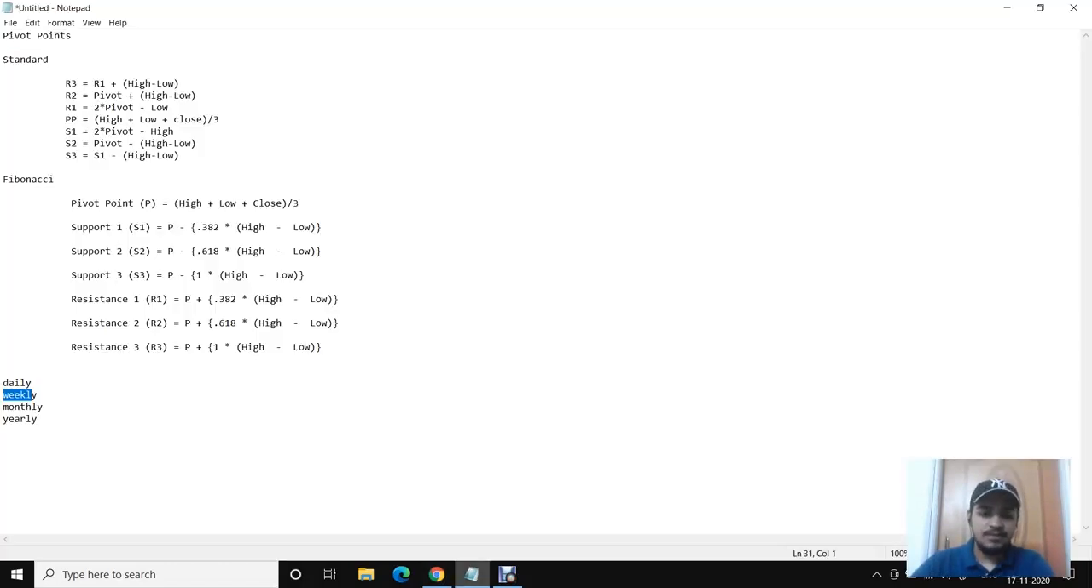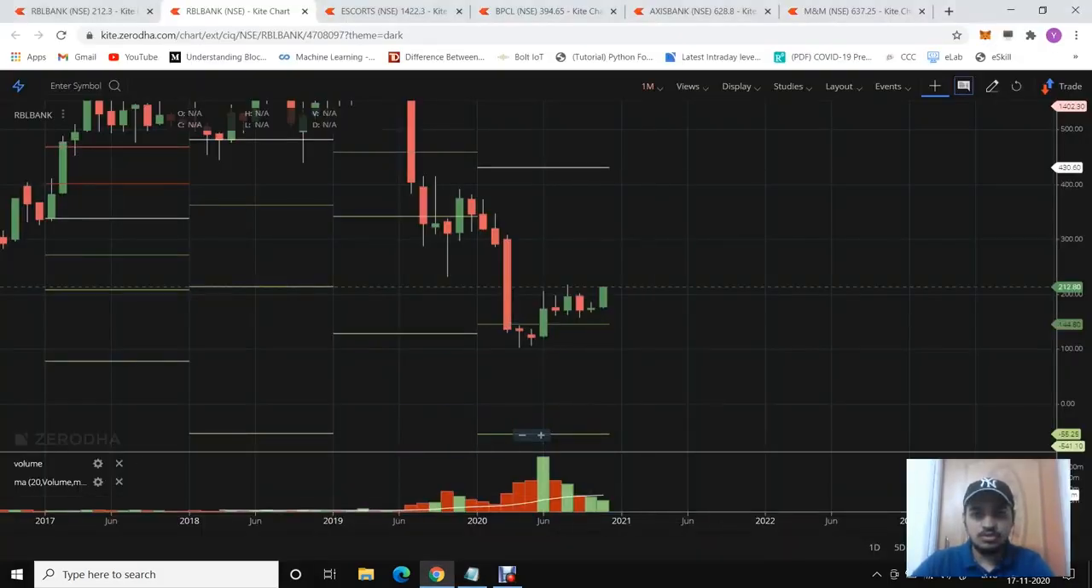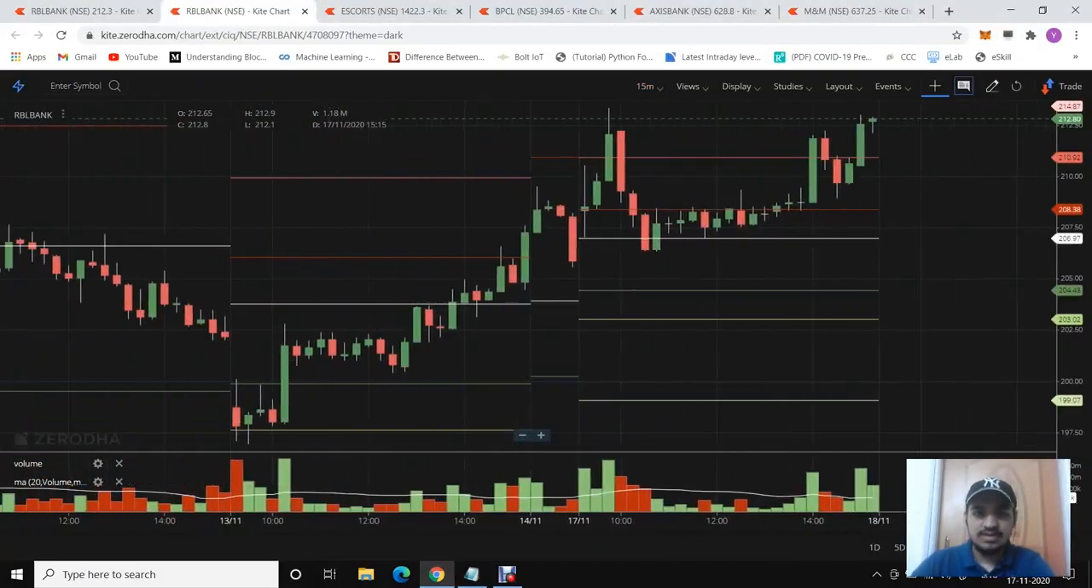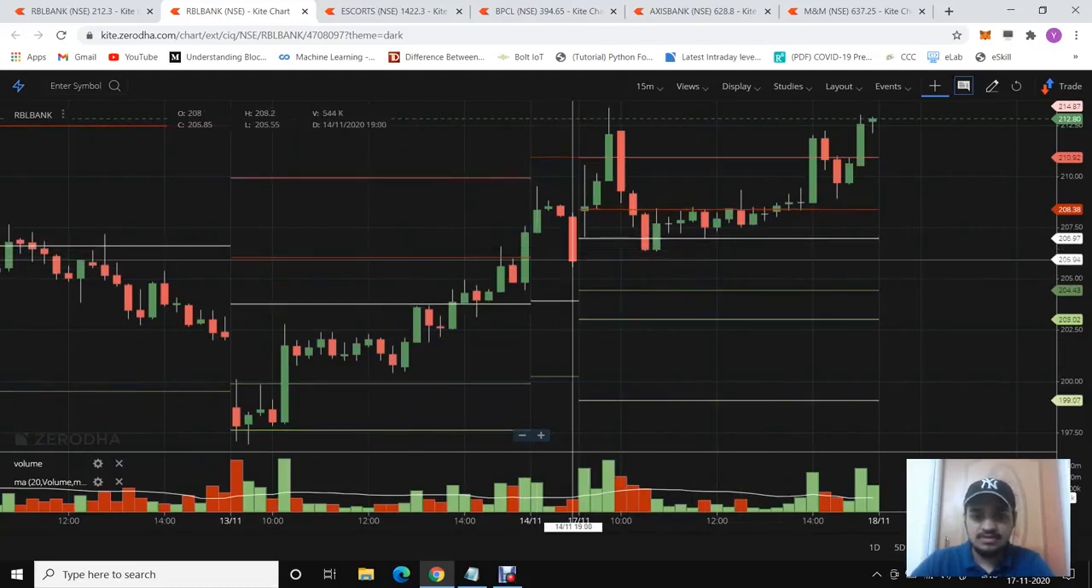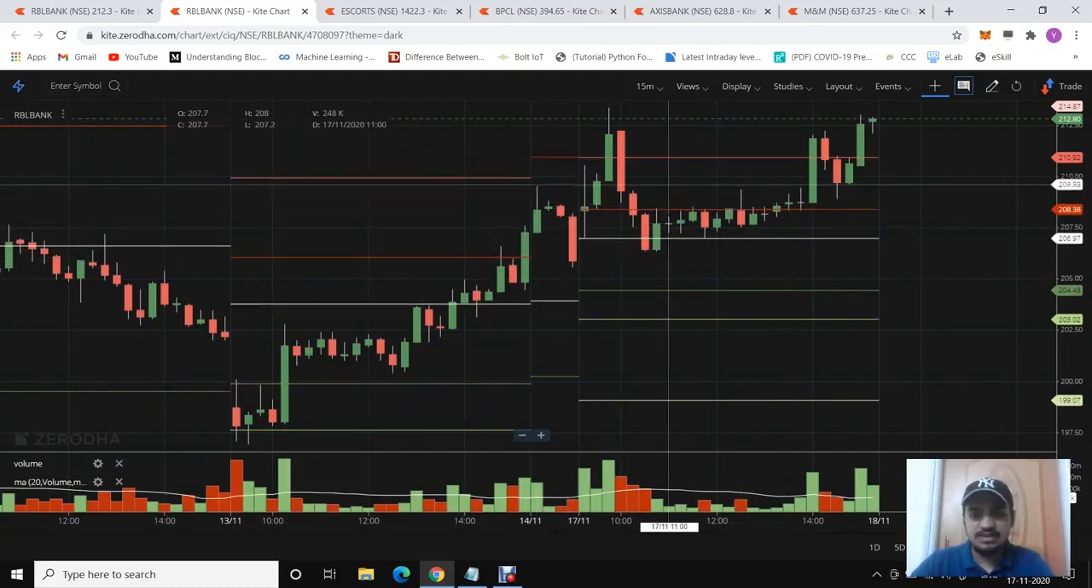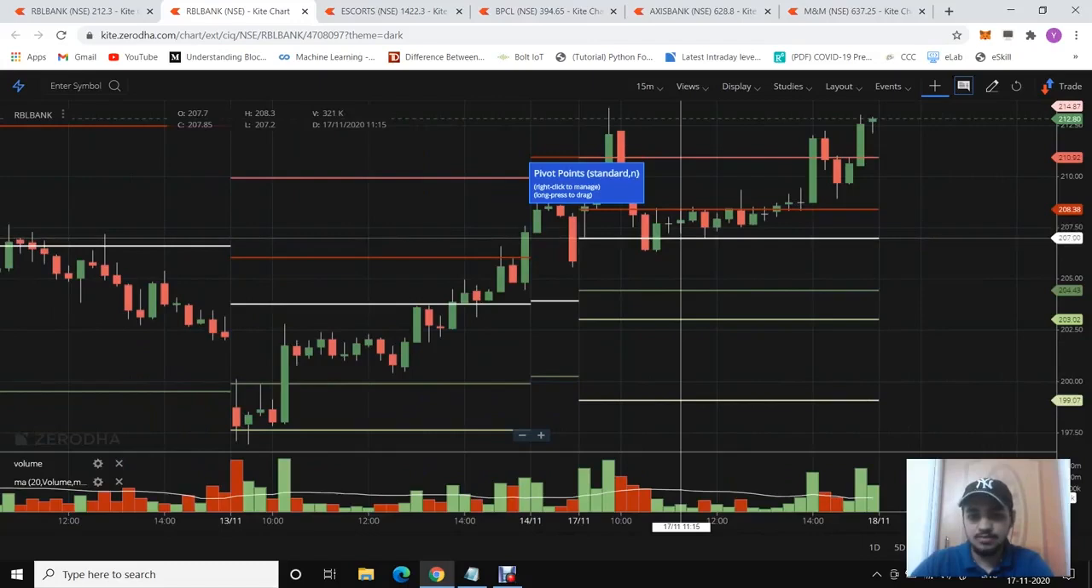Fine. Now let's understand the formulas. For standard pivot points, pivot point equals high plus low plus close divided by 3. That means high of the previous session, low of the previous session, close of the previous session, sum it up and divide it by 3. If I'm talking about daily pivot points, in that case I'll be taking high of the previous day, low of the previous day and close of the previous day. I'll get this middle line, that is the pivot point.